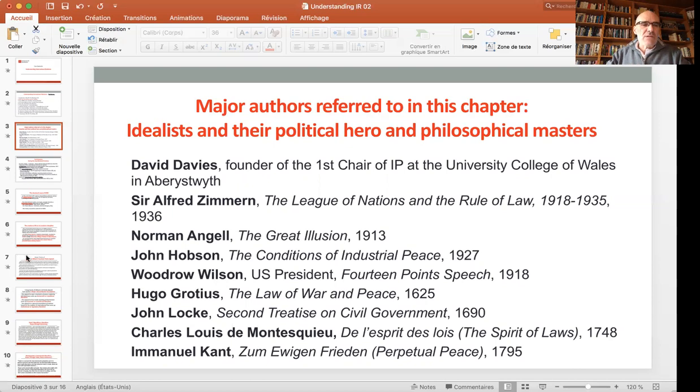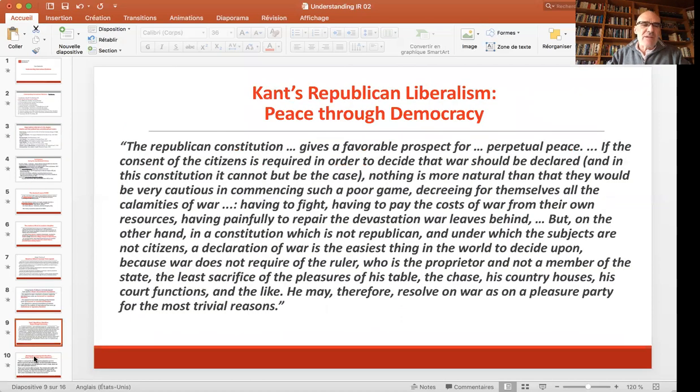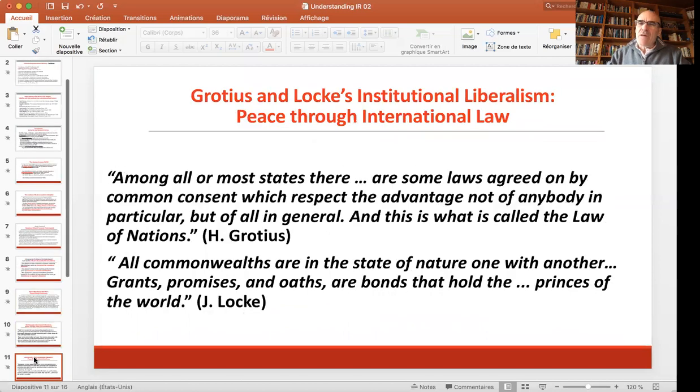Last but not least, the third substantive thesis of interwar idealism or international liberalism also considers the necessity of a reform of international institutions. This third substantive thesis is the so-called institutional or regulatory liberalism, which goes back to the philosophy, the political theory of the Dutch Hugo Grotius and the English John Locke.